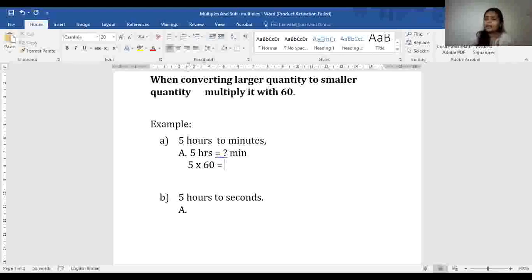Why am I multiplying it with 60? If you remember the earlier table that we were studying, wherein we said 60 seconds is equal to 1 minute and 60 minutes is equal to 1 hour. So if 1 hour is equal to 60 minutes, 5 hours are going to be how many minutes? I'm going to multiply 5 with 60, and the answer that I get over here is 300 minutes. That means 5 hours is equal to 300 minutes.